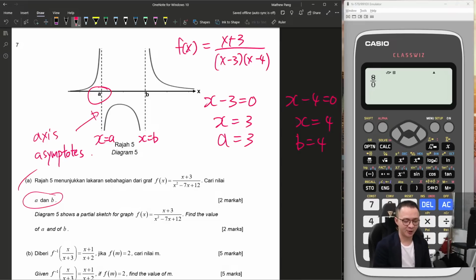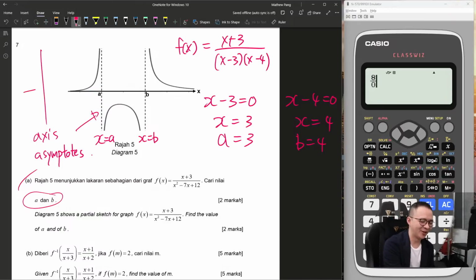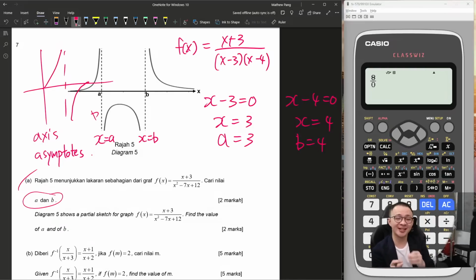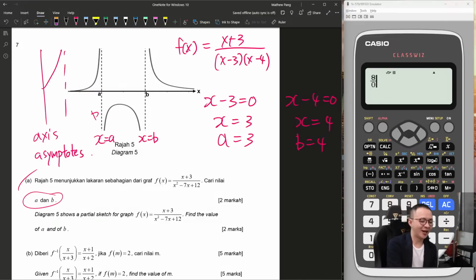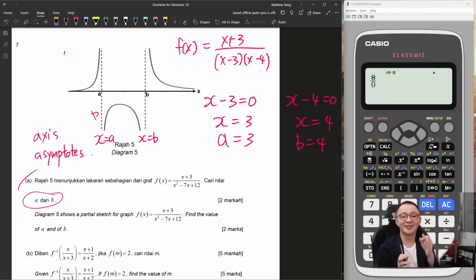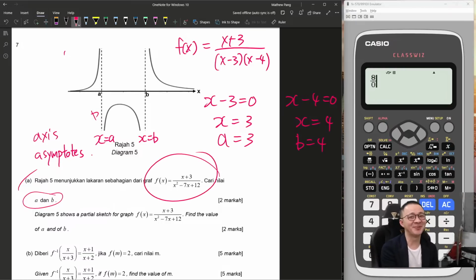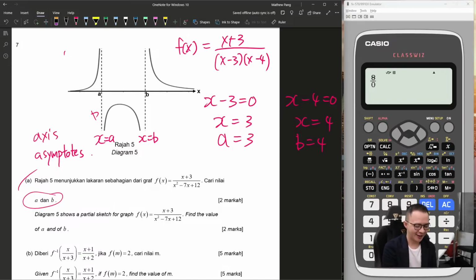It shouldn't be too difficult. It looks like a tangent, but it's not exactly a tangent. If you draw the tangent graph, it should look like this. It's not really the tangent, but you will see asymptotes in the tangent graph. But this is not a tangent graph. They already give you the equation, so it's impossible for it to be a tangent, right?